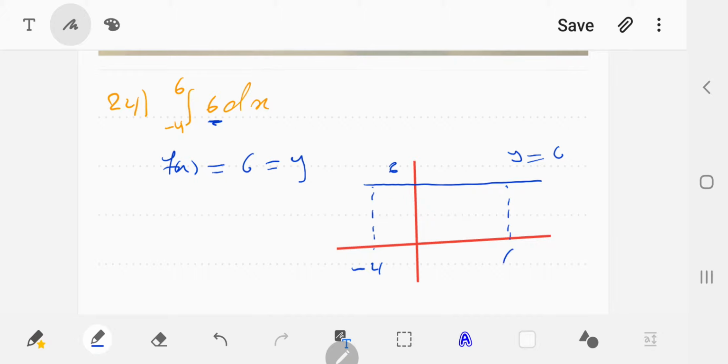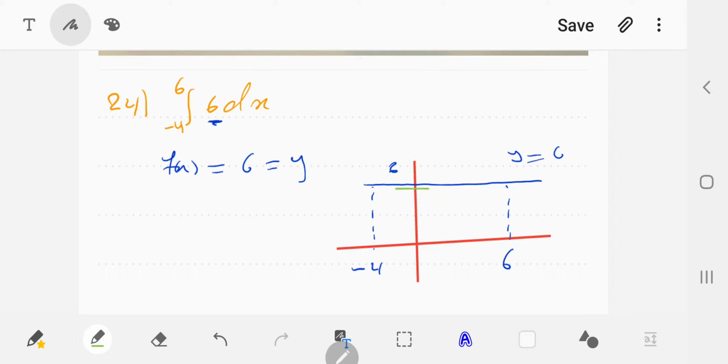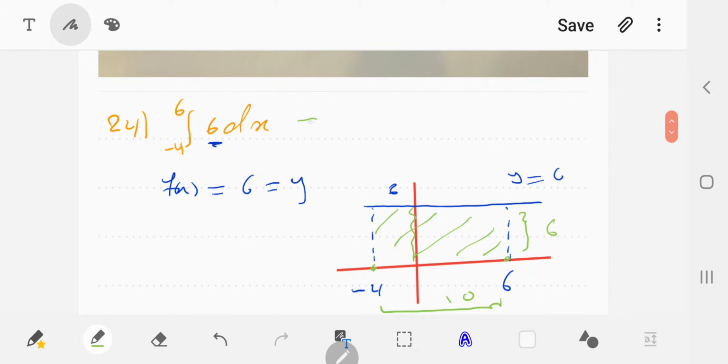till 6. So he's asking us to find the area between this function and the x-axis starting from -4 to 6. This is obvious. So I'm talking about a rectangle here. No need to use integration. So the distance between -4 and 6 is 10. And the width here is 6. So it's 10 by 6 immediately. So this integration will be equal to 6 times 10, which is 60.